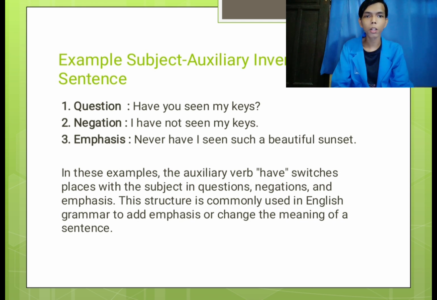In these examples, the auxiliary verb have switches place with the subject in questions, negations, and emphasis. This structure is commonly used in English grammar to add emphasis or change the meaning of a sentence.